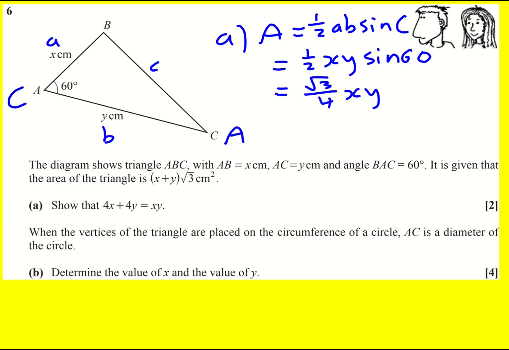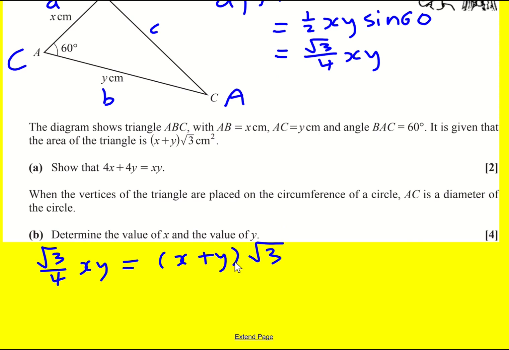Now, I am told that the area of the triangle is also this, so I'm going to carry on down here. I can basically set them equal to one another. Root 3 over 4 xy must equal x plus y root 3. And now I can cancel out the root 3's. I can divide through. So that's going to leave me xy divided by 4, because instead of having a quarter, I can just divide by 4, equals x plus y.